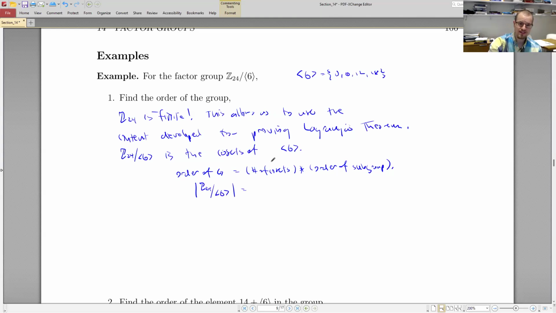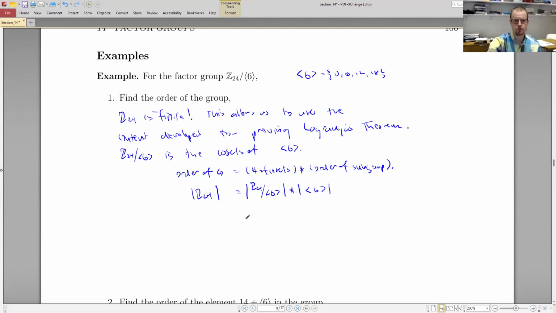Now the number of cosets of this is, I'm sorry, that's not what I wanted here. This is what I want to find. This is the number of cosets. There we go. Sorry about that. This is the number of cosets of what's generated by 6. And what's generated by 6 has 4 elements, of course. We looked at that. And Z24. There we go. So we know that this equality holds.